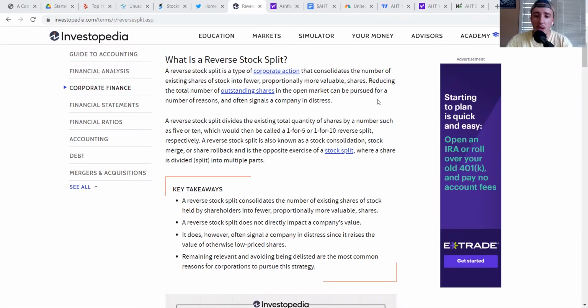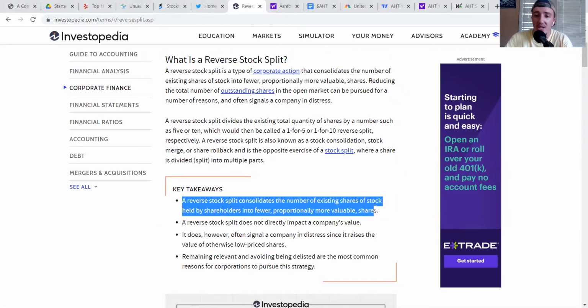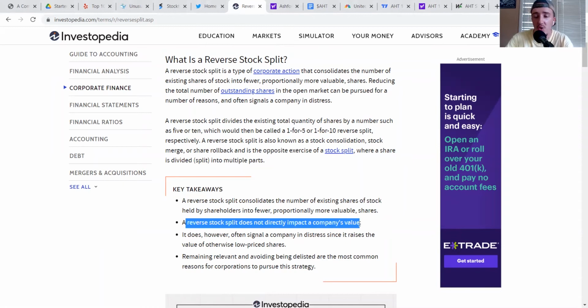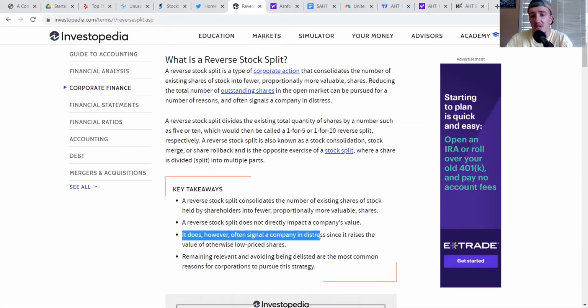All right, so in order to understand the implications of the reverse stock split on AHT, we just need to re-go over what a reverse stock split is and what it does for a company in general. A reverse stock split consolidates the number of existing shares of a stock held by shareholders into fewer, proportionally more valuable shares. A reverse stock split does not directly impact a company's value. That's important to point out. It does, however, often signal a company is in distress since it raises the value of otherwise low-priced shares. So that is also true.